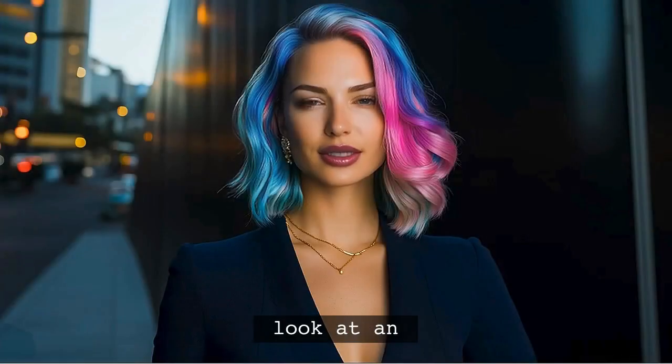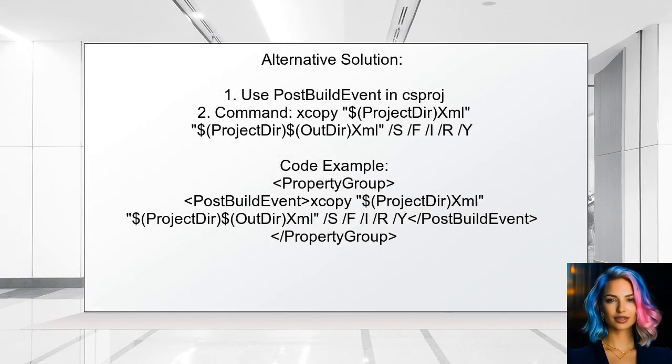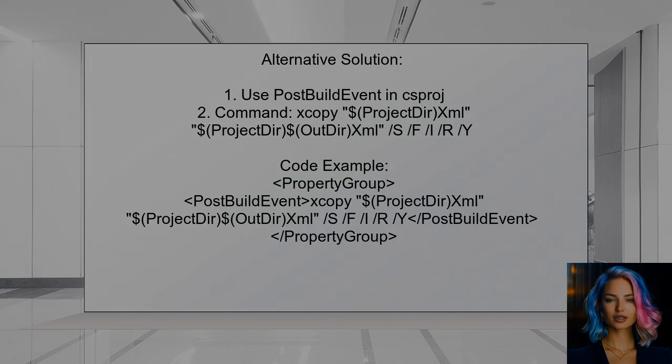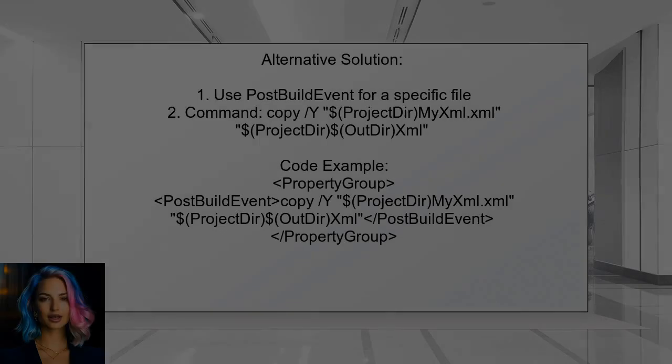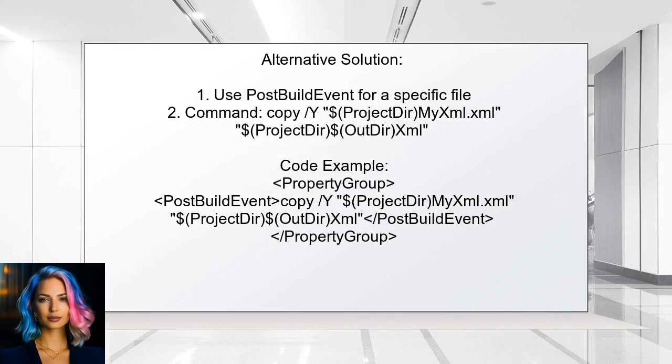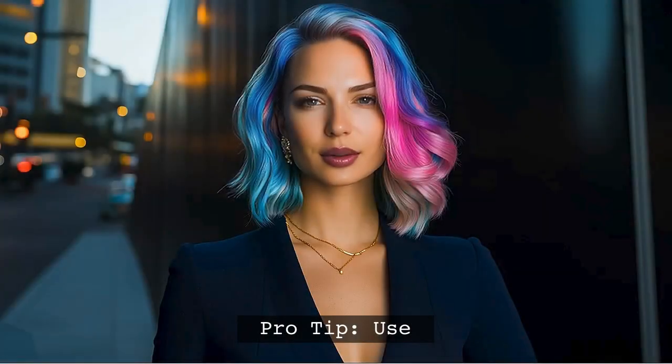Let's take a look at an answer from another user. An alternative solution provided by another user involves using the post-build event in your csproj file. They suggest using the xcopy command to copy an entire directory of XML files to the output directory after the build. Alternatively, they also provide a simpler command using the copy command to copy a specific XML file directly to the output directory. Here's that great tip I promised.